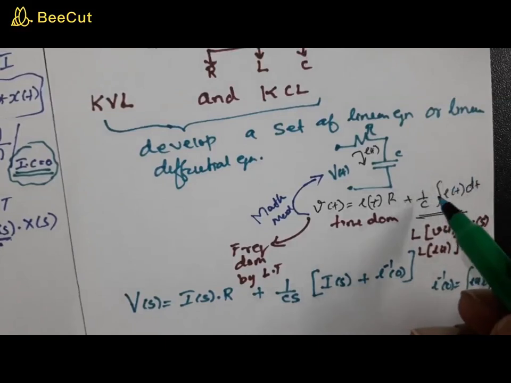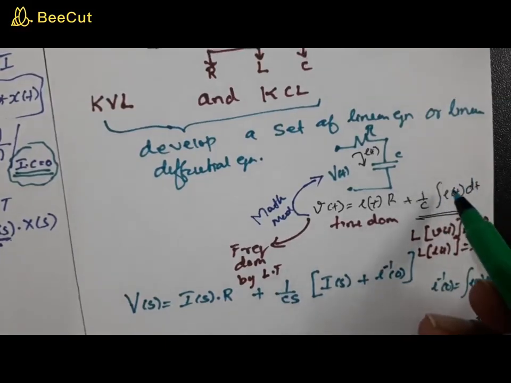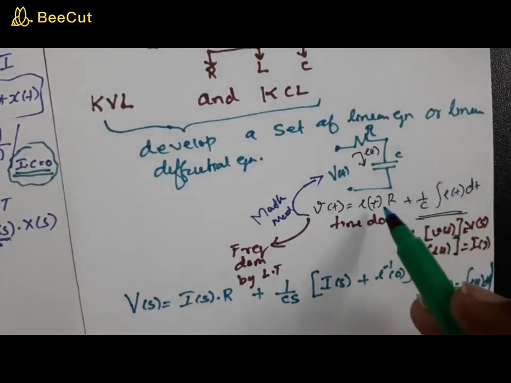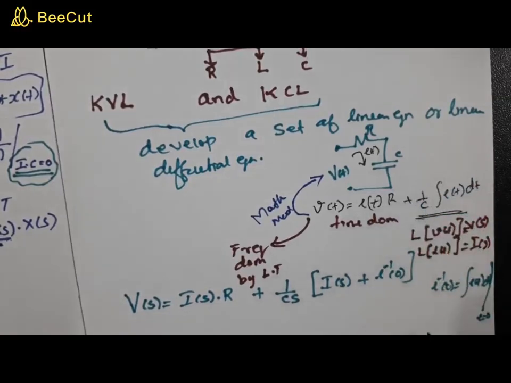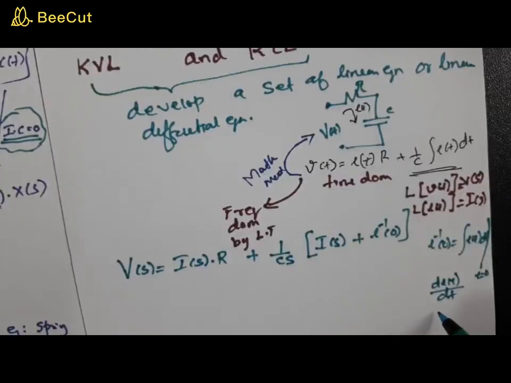Now, had it been some derivative, what will this be? If there would have been something like di of t by dt in that equation, what is the corresponding Laplace transform? This will be s into I of s minus small i of 0. What is the meaning of this? This is i of t at t equal to 0.